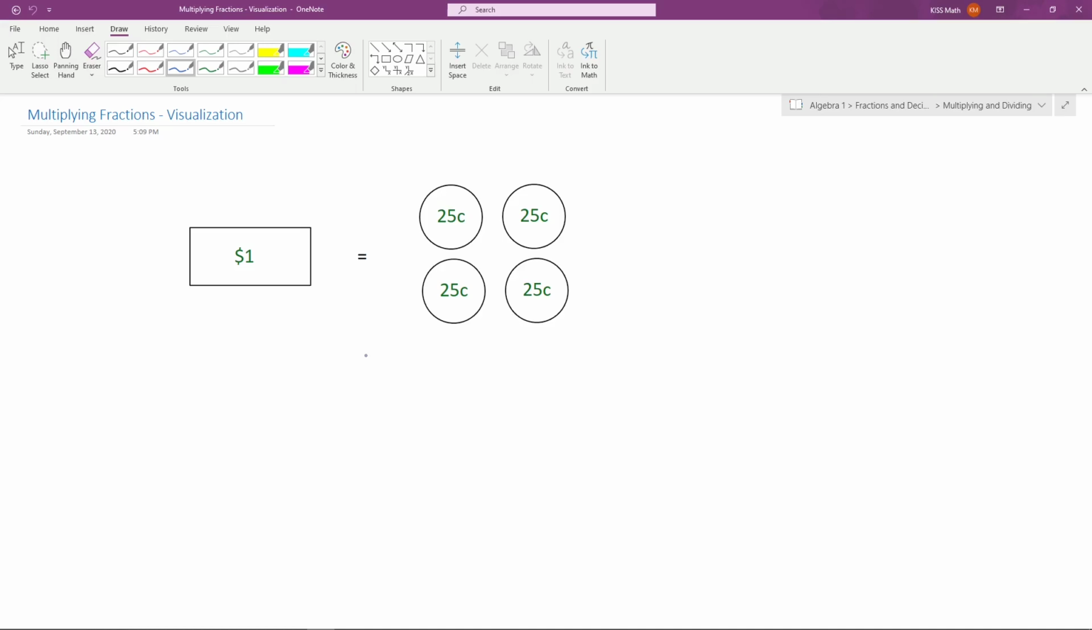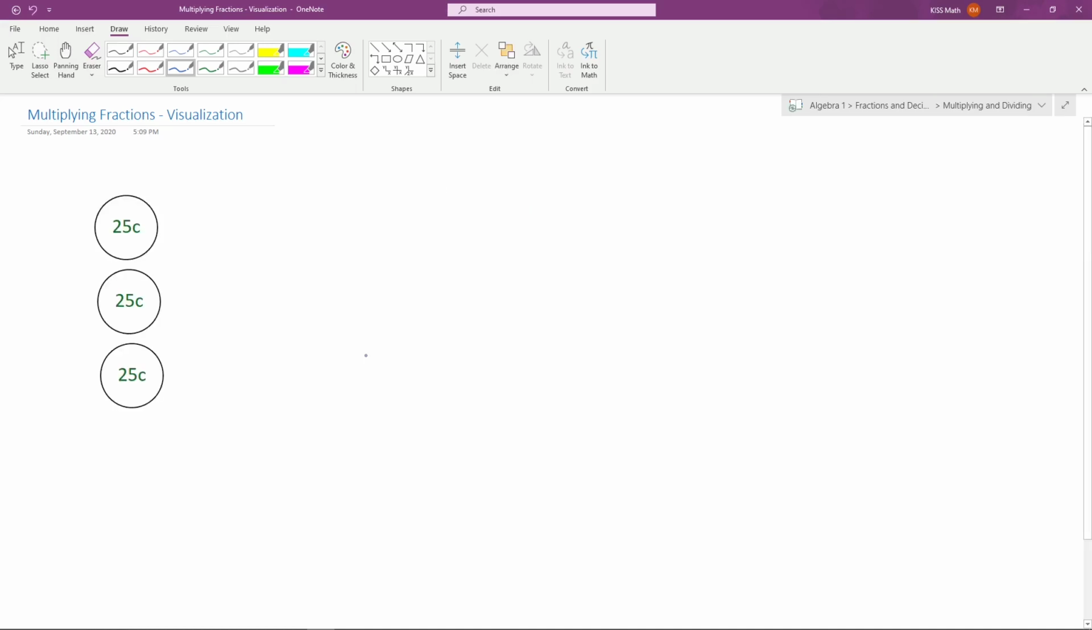A dollar can be split into 4 quarters, and if you have 3 of those quarters, you would have 75 cents or 3/4 of a dollar. You could also call this $0.75.